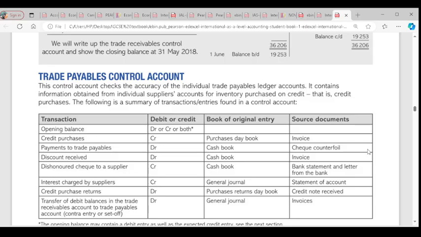So interest charged by suppliers. If suppliers charge you interest because of late payment, it will be a credit entry. Then it will be a general journal and you have a statement of account for that.